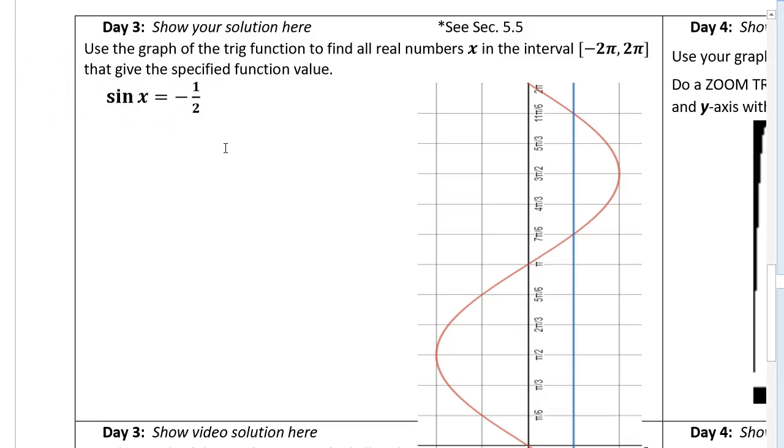So what we need to do is look at that graph and turn the paper on end so that the graph goes the correct direction. And we want to find where the function has values of negative 1/2. And that's going to occur in 4 different places within this interval.